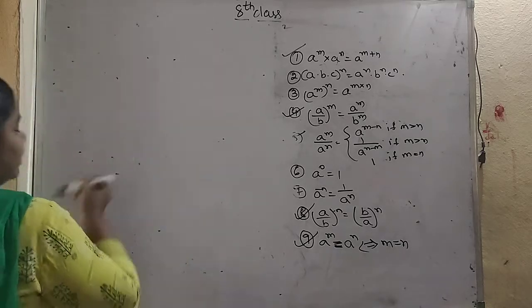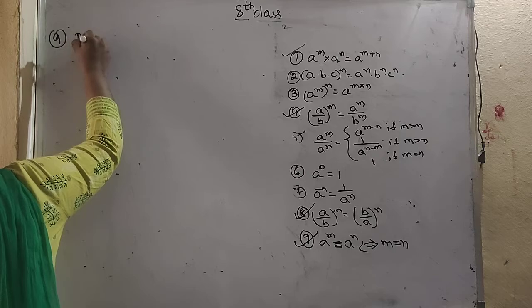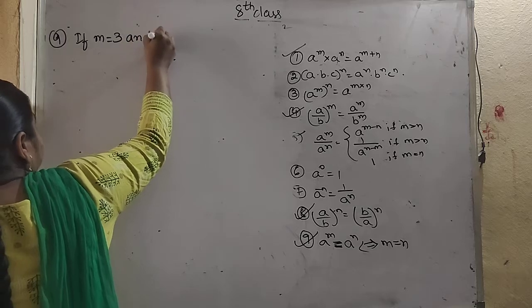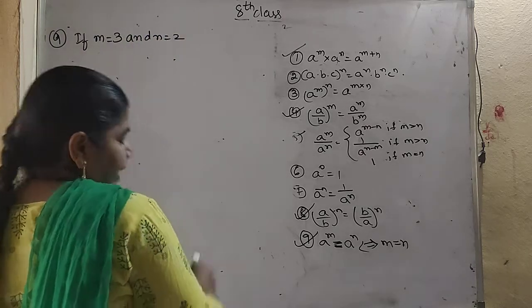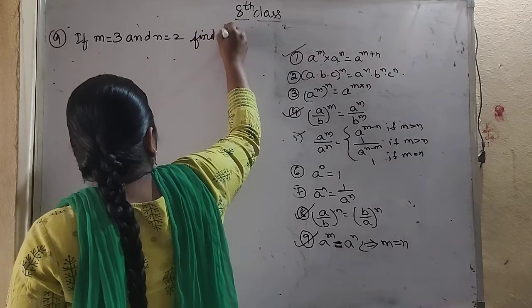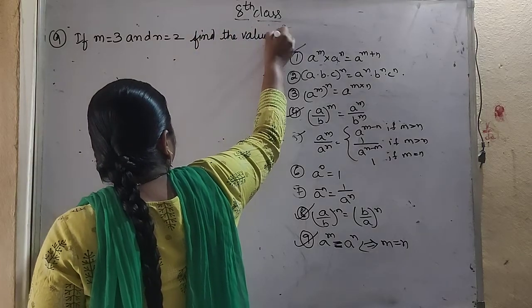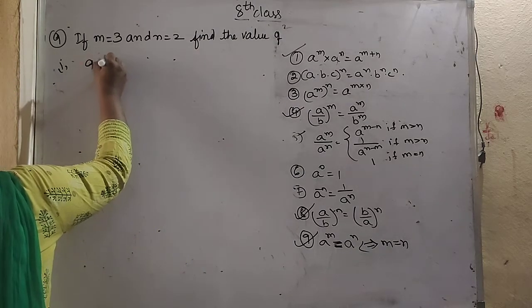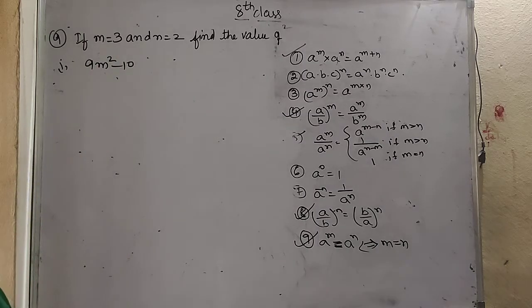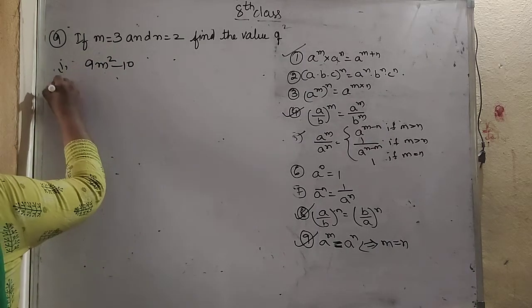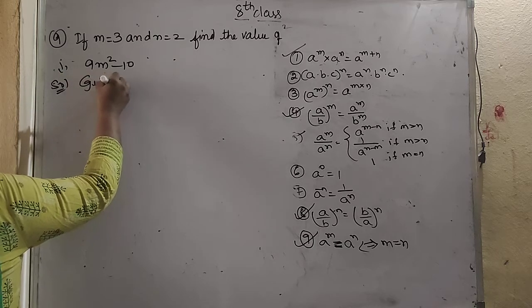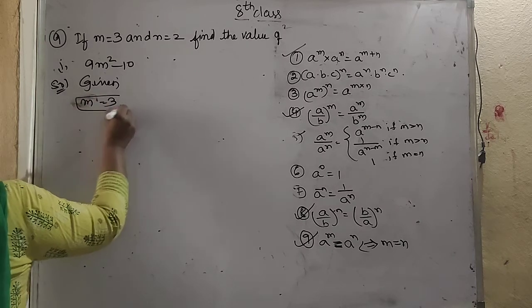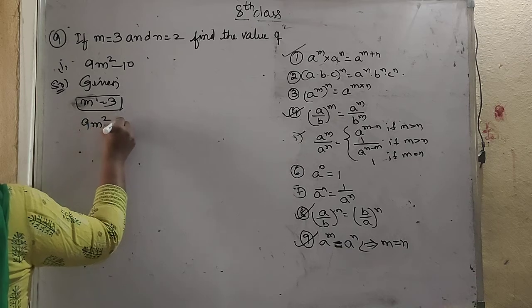So 9th one, they have given the m value: if m is equals to 3 and n is equals to 2, find the value of. So first one, what is that? 9m square minus 10. So in place of m you have to substitute 3 here. So here given m is equals to 3. This 3 we have to substitute in this expression.